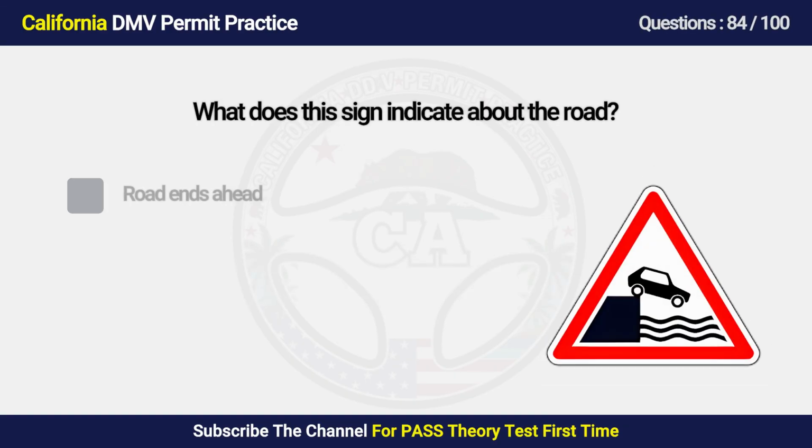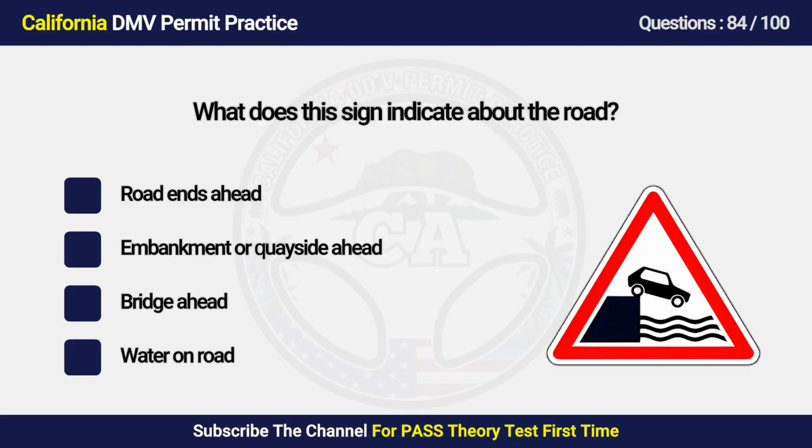Question 84. What does this sign indicate about the road? A. Road ends ahead. B. Embankment or quayside ahead. C. Bridge ahead. D. Water on road.